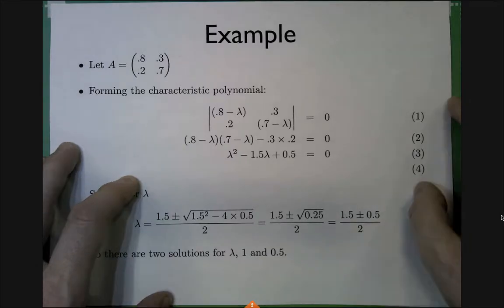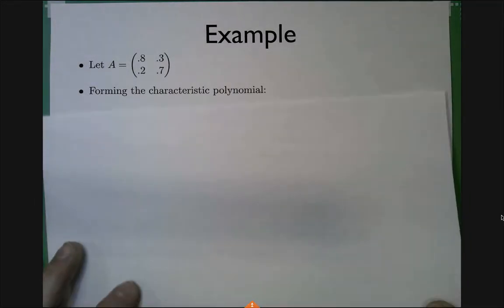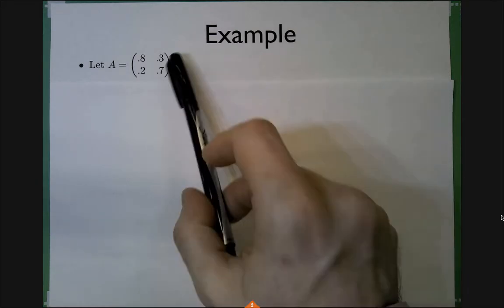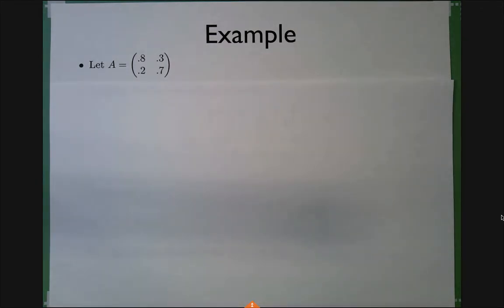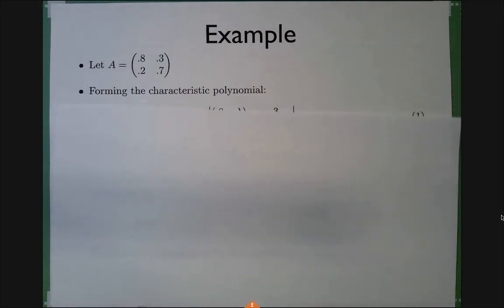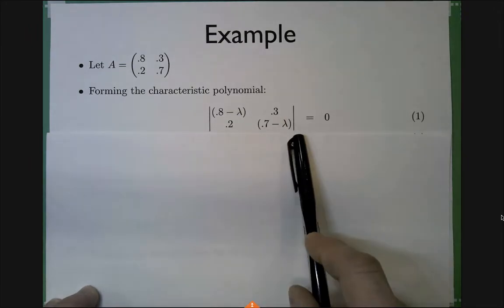Let's try to compute eigenvalues and eigenvectors for a 2 by 2 matrix. In the 2 by 2 case, the polynomial is going to be quadratic, so we can solve it relatively easily. Okay, so let's do that. First we form the characteristic polynomial. So I subtract the lambda identity, and I take the determinant of that.